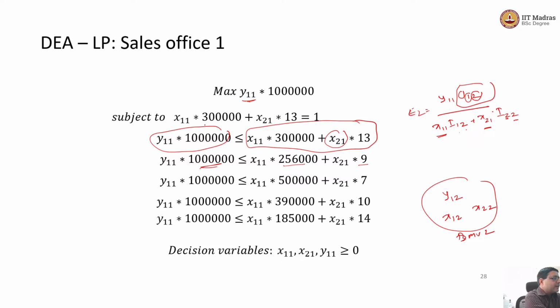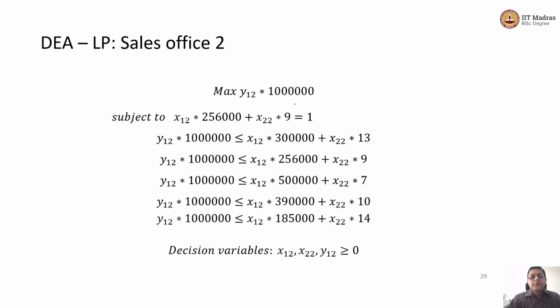And then the normalizing constraint will change, because the normalizing constraint has 3 lakhs, which was the input for DMU1, and 13, which was an input for DMU1. Instead of that, we will use inputs for DMU2. So let us formulate that problem, right? This is going to be the problem for DMU2. As I said, the decision variables are y12, x12, x22.